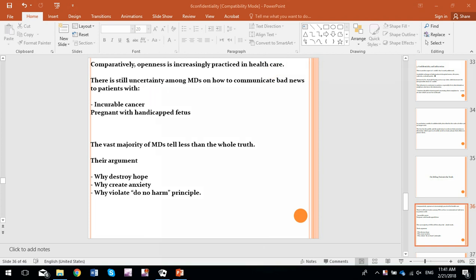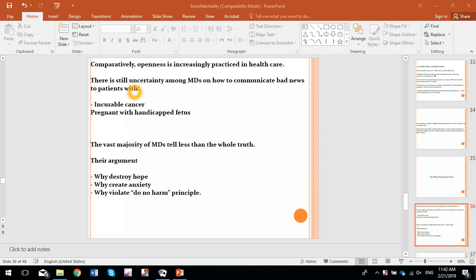There is still uncertainty among the MDs on how to communicate bad news to patients. When the news is normal or ordinary, there is no problem. But the problem arises when there is bad news and the physician has to communicate it to the patient. For example, incurable cancer, or a terminally ill patient. Can you tell him that you have a few weeks to live?